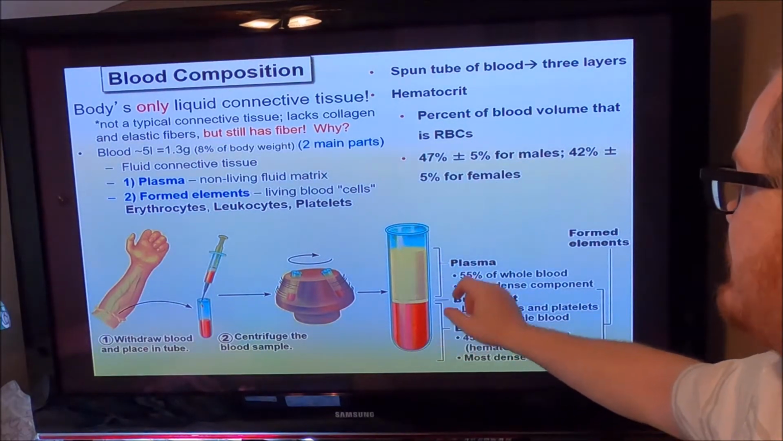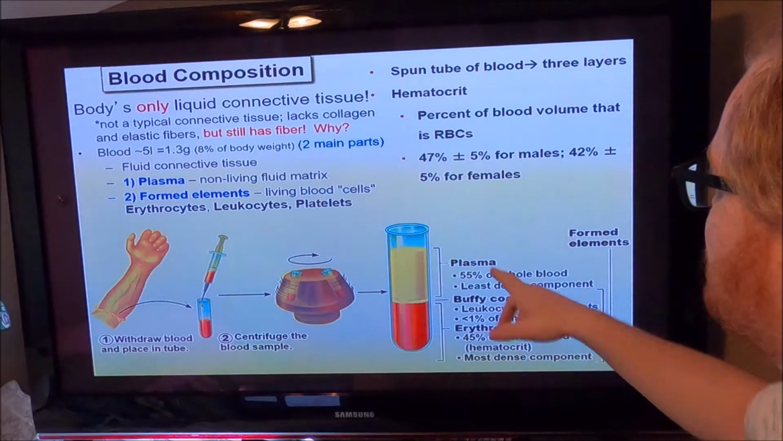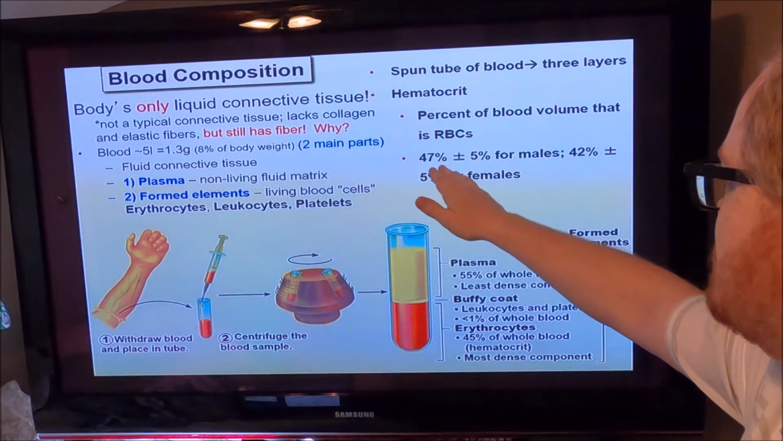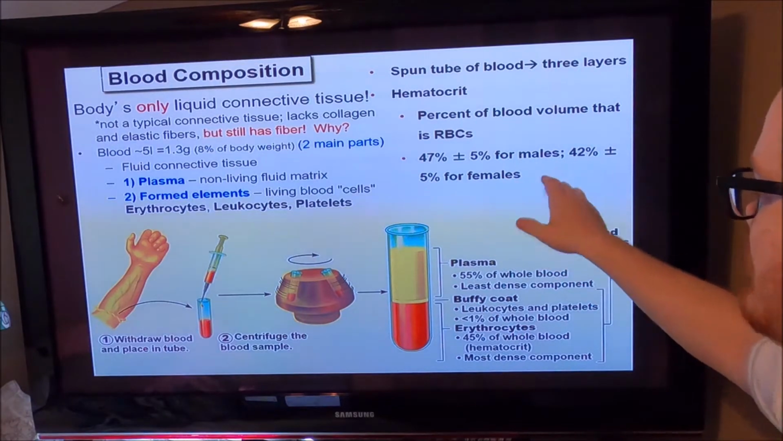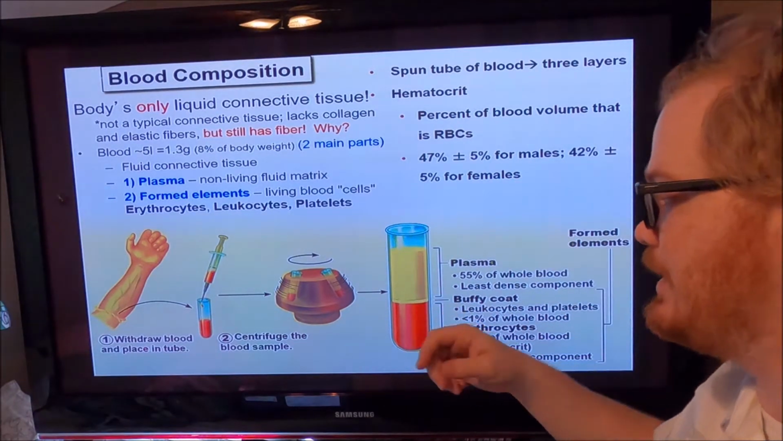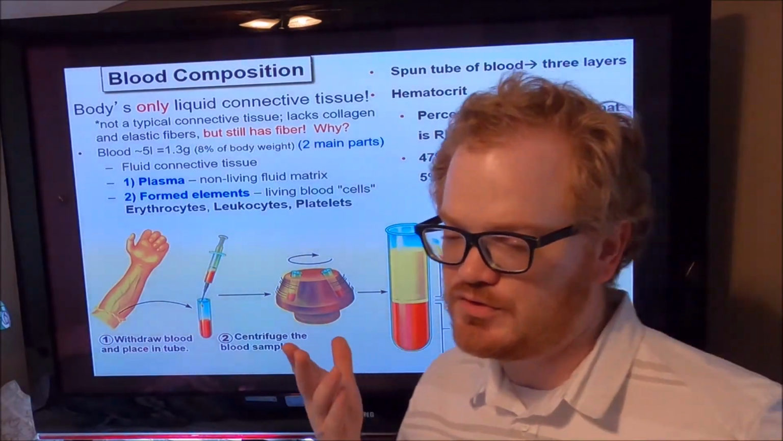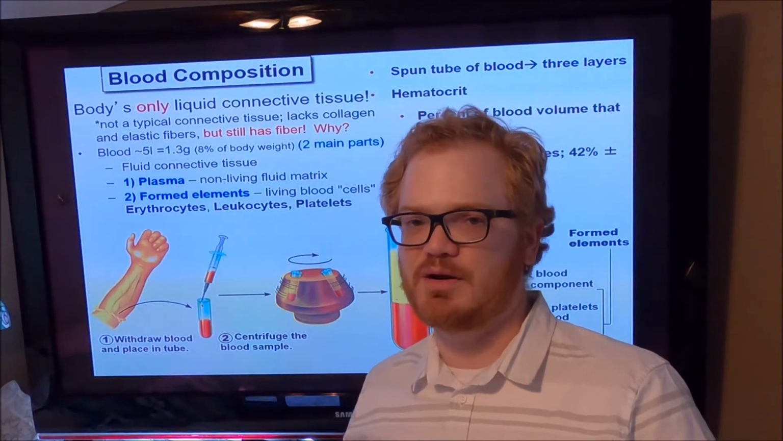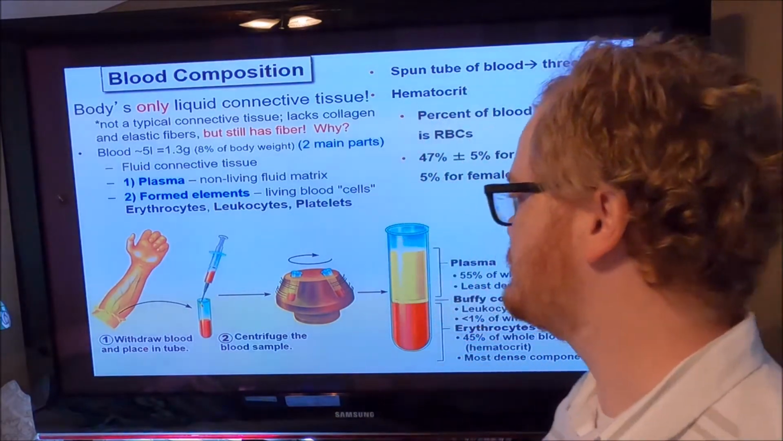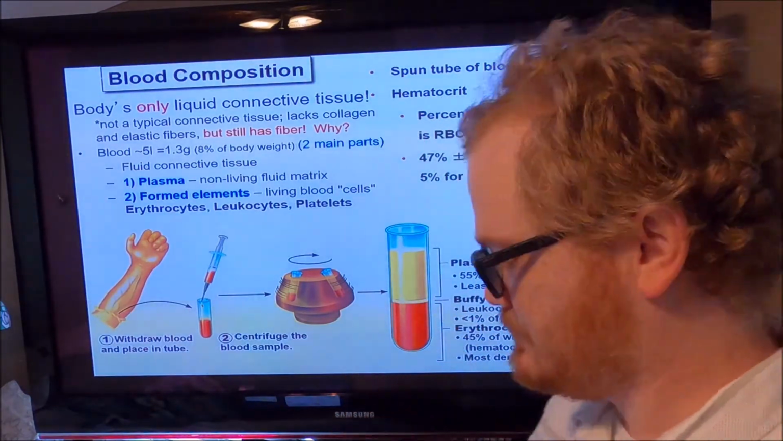And what you'll find is that this varies between males and females. Okay, about 47% will be red blood cells in a male, and about 42% will be red blood cells in a female. And what you'll find is this is due to the effects of testosterone as a hormone augmenting the production of red blood cells. All right, so that's sort of how it works. All right, perfect. Let's go here.